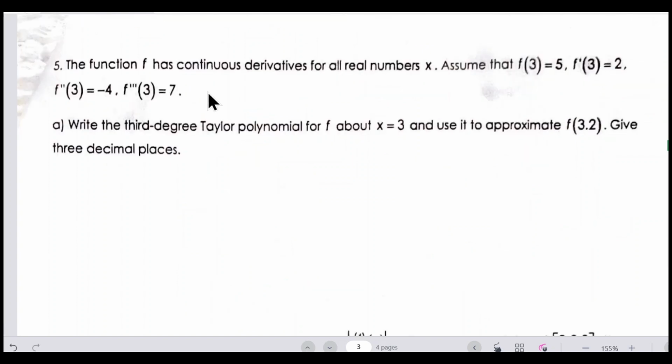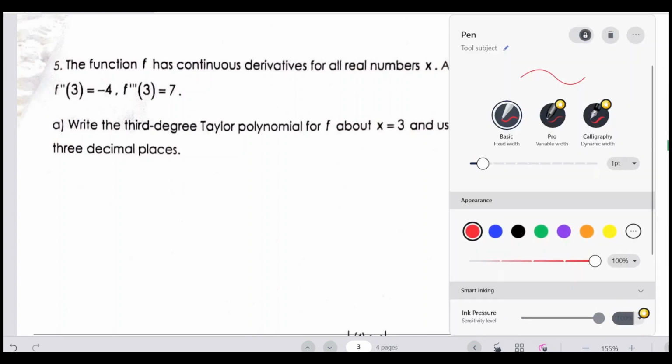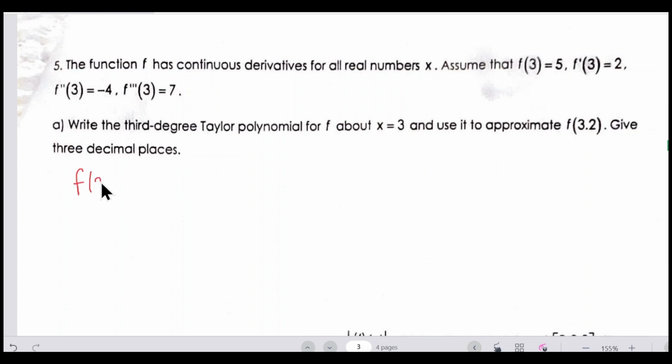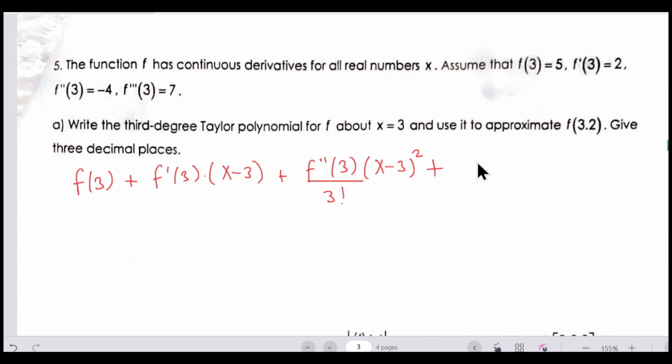Right, the next one is the function has continuous derivatives for all x. Right, a third degree polynomial at about x equal to 3. That's pretty straightforward, right? I'm just going to say that the third degree polynomial is going to look like f of 3 plus f prime 3 times x minus 3, about x equal to 3. Then we have f double prime 3 over 2 factorial x minus 3 squared.